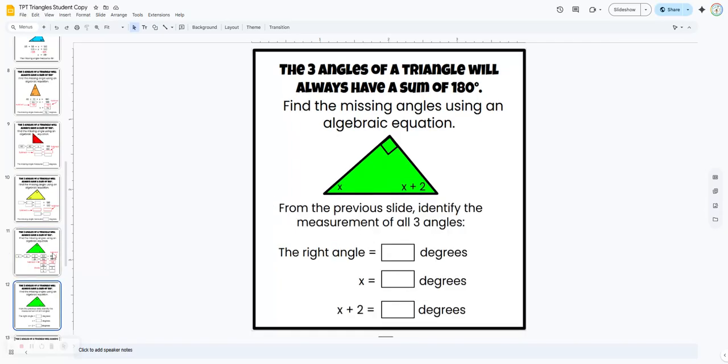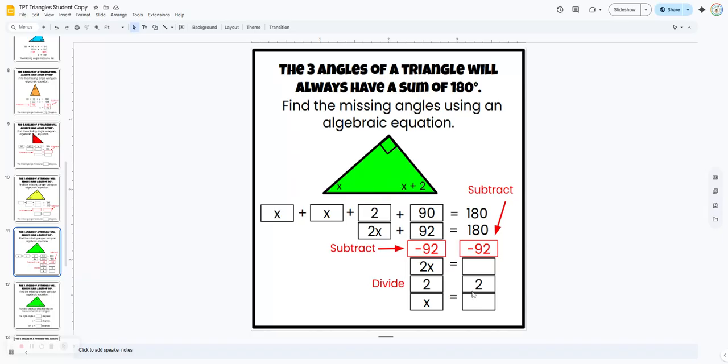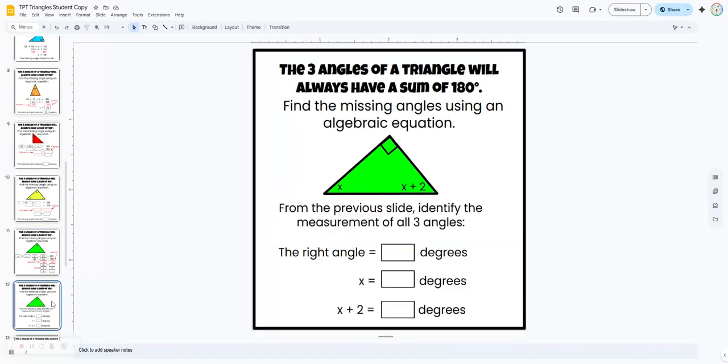Now here they have solved in the previous slide, they've solved for x. So now they're going to just type in the measurements of the three angles. So we know the right angle is 90. We know what x is from the previous slide, and then we're just going to add 2 to that to get the angle that's x plus 2.